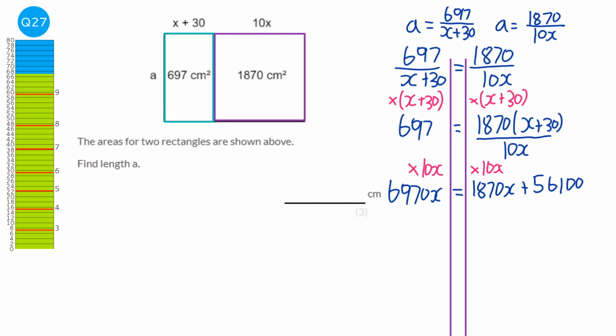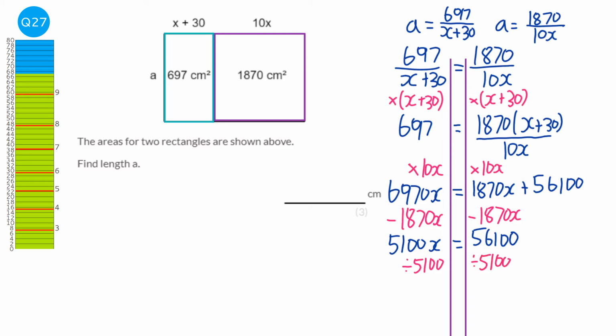So we look and see which one is the smaller amount of x, which is the 1870, and we're going to take that away from both sides. So take away 1870x from both sides, and that will leave 5,100x on the left hand side, and then obviously we've got the 56,100 on the right hand side, and we want to get rid of the 5,100, so we're just going to divide both sides by 5,100. And so we've got x equals 11.